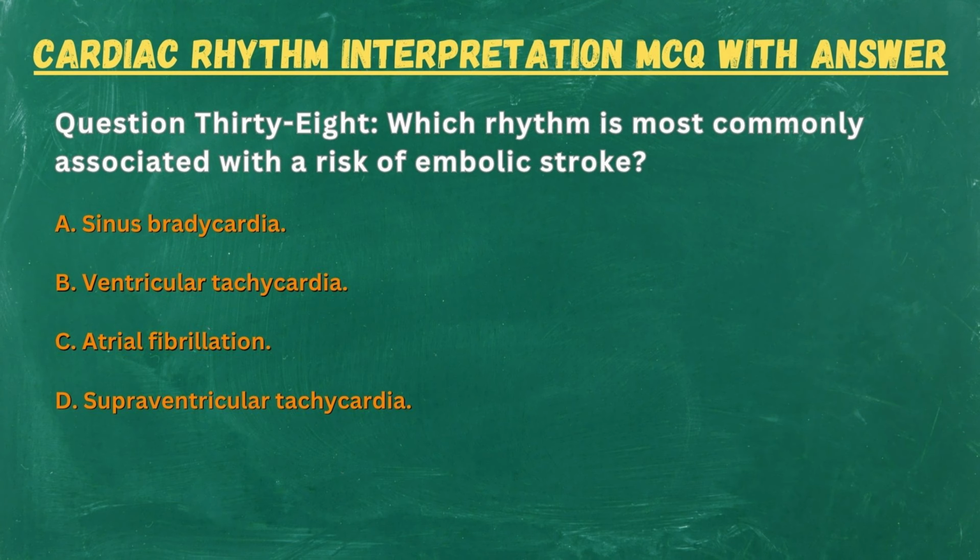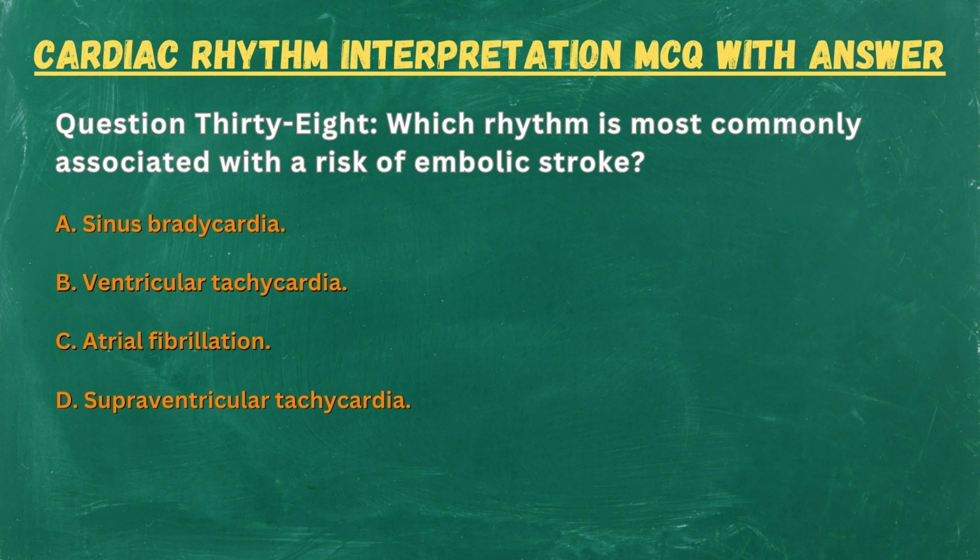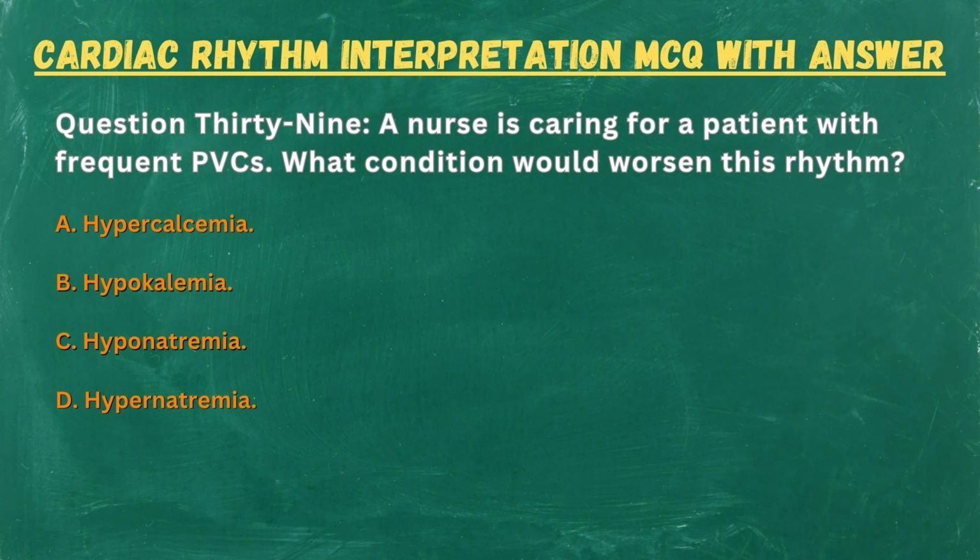Question 38. Which rhythm is most commonly associated with a risk of embolic stroke? A. Sinus bradycardia. B. Ventricular tachycardia. C. Atrial fibrillation. D. Supraventricular tachycardia. Answer: C. Atrial fibrillation.